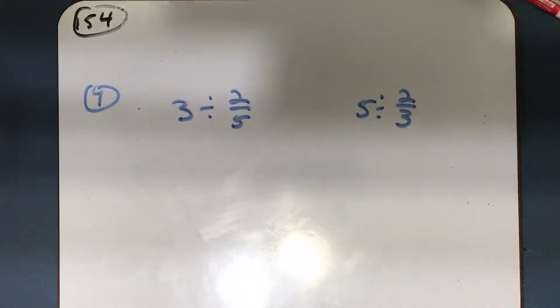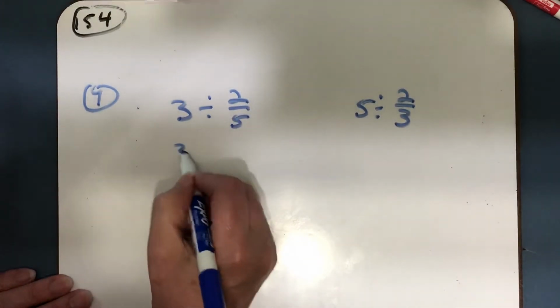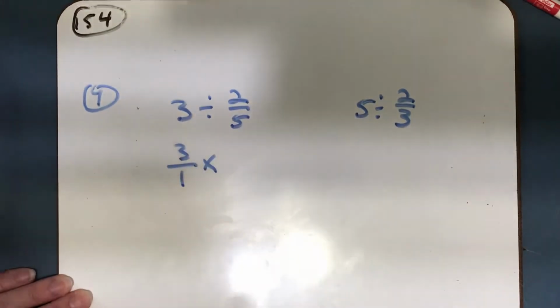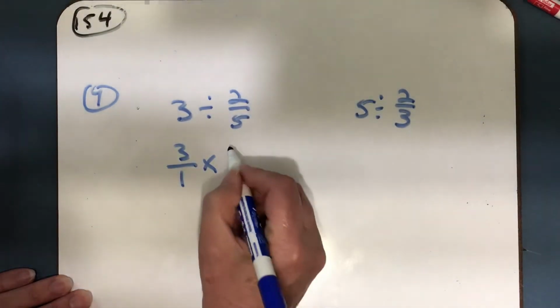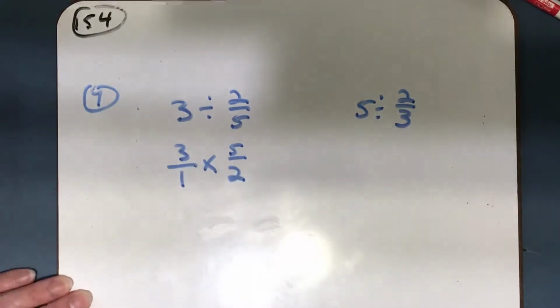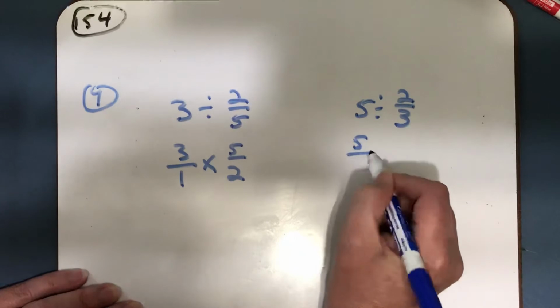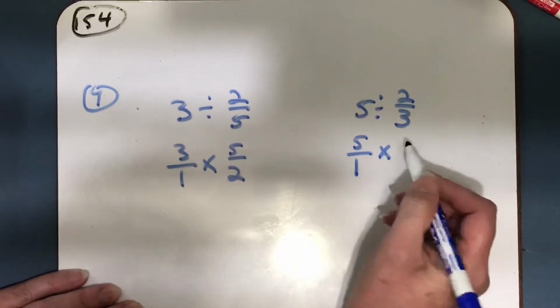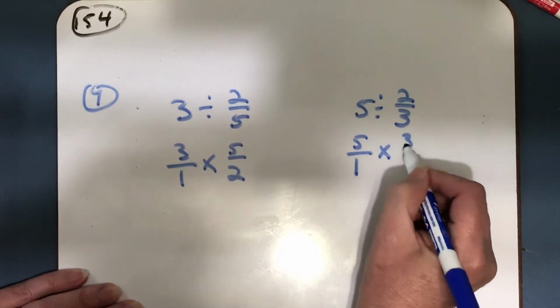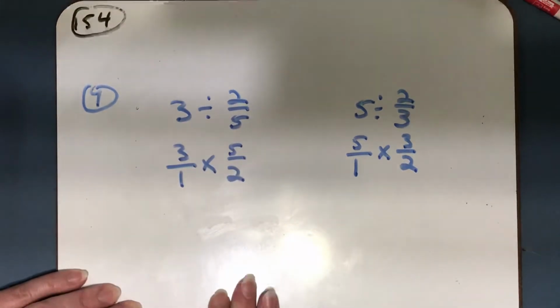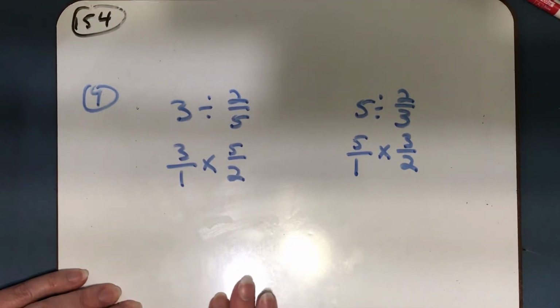All right. If I rename my whole number, it would be 3 over 1 times the reciprocal of my divisor. That would be 3 over 1 times 5 halves. Now if I come over here, rename 5 as 5 over 1, then multiply by the reciprocal of my divisor, 3 halves. Now look at your numerators and your denominators and what you are multiplying and see if you can figure out why both of these would have the same quotient.